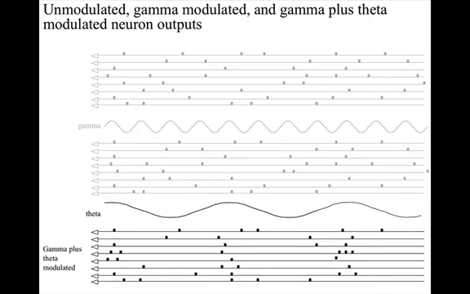When the two modulations are applied, most spikes are concentrated in a time slot centered on where the gamma band peaks coincide with the theta peaks, like this. And that means the effect on the target neurons will be considerably enhanced even over the gamma modulation alone.